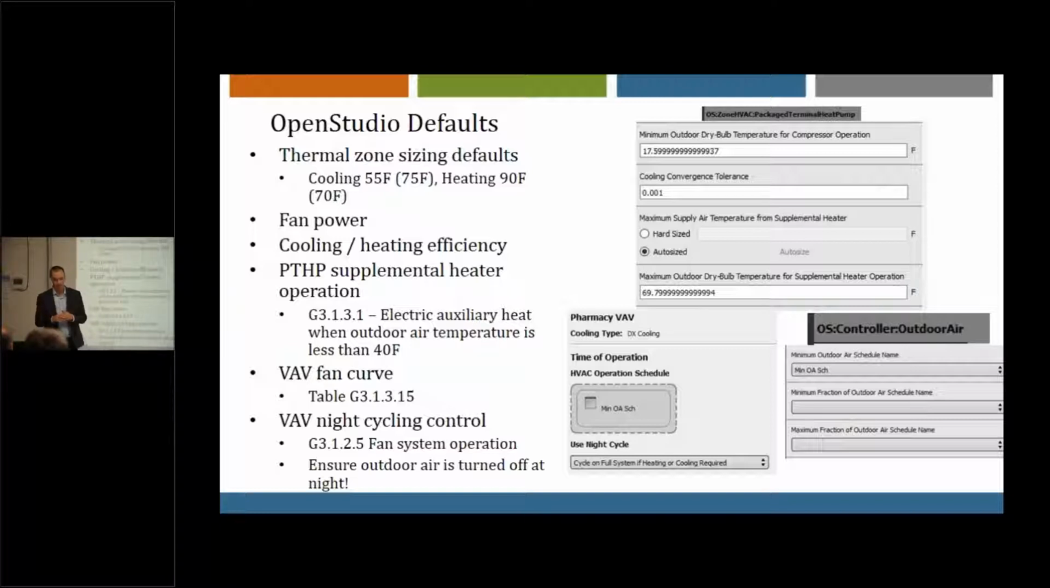And finally, night cycling control. This was just a big one. It's pretty simple, but in EnergyPlus and OpenStudio, you want your VAV to cycle at night, but you do not want that outside air damper to open. So in the control of the VAV, it's pretty easy to click, hey, cycle on at night, follow this schedule. You want to really make sure, though, that your controller outside air has that same schedule so that outside air damper won't open. That's kind of a thing that we've had issues with in the past.